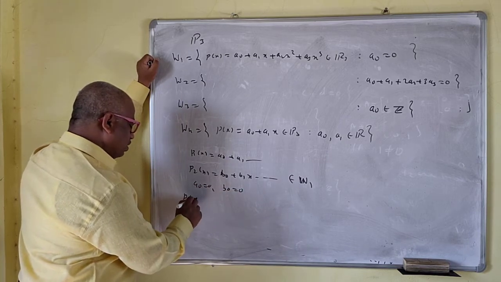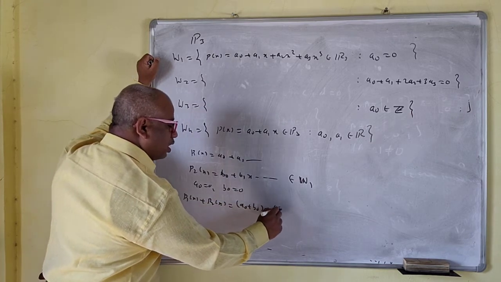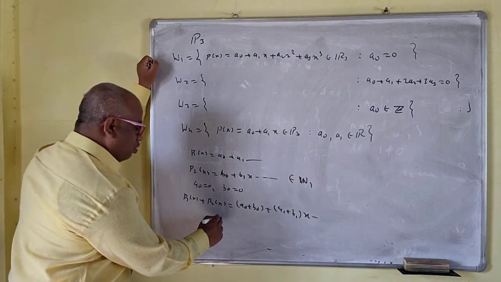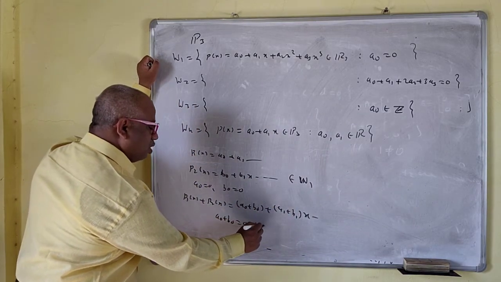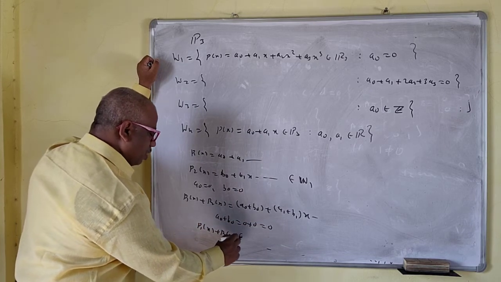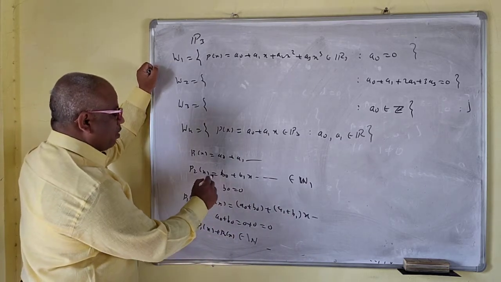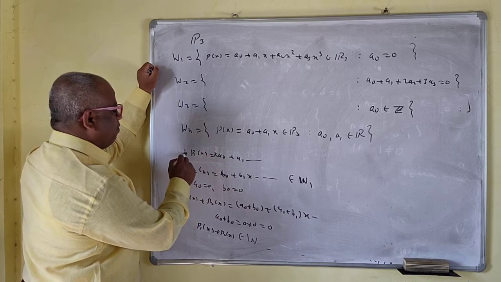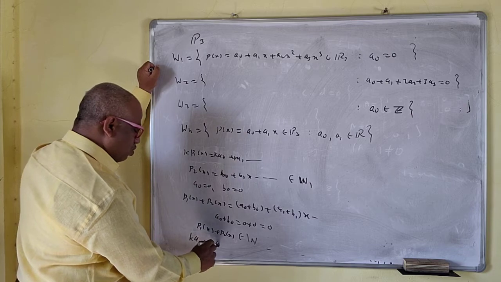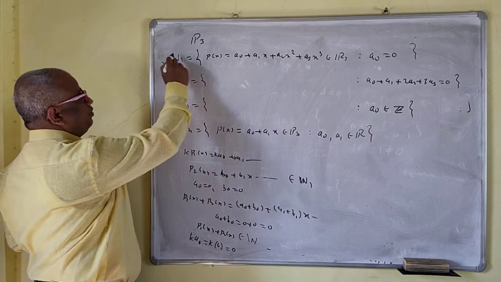Now what is P1 of x plus P2 of x? It is a0 plus b0 plus a1 plus b1 times x and so on. Your a0 plus b0 is 0 plus 0, which is 0. Therefore P1 of x plus P2 of x belongs to W1. Now if you multiply by k, then k P1 has constant term k a0, so k into 0 is 0. So that means W1 is a subspace.